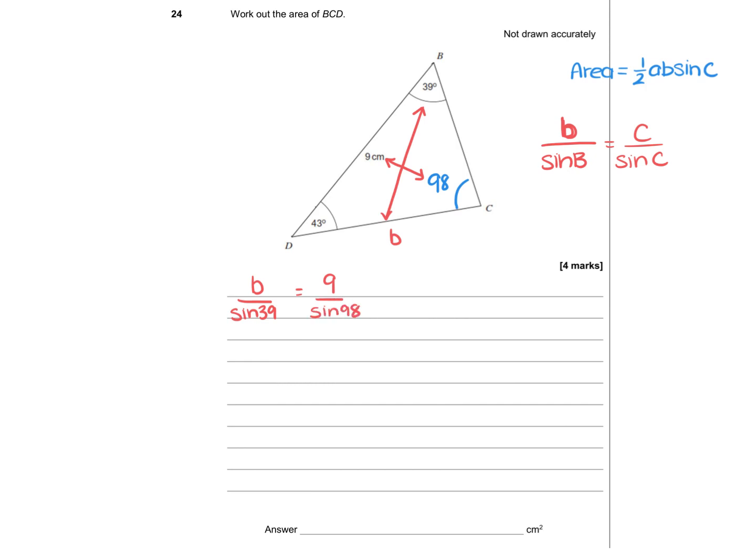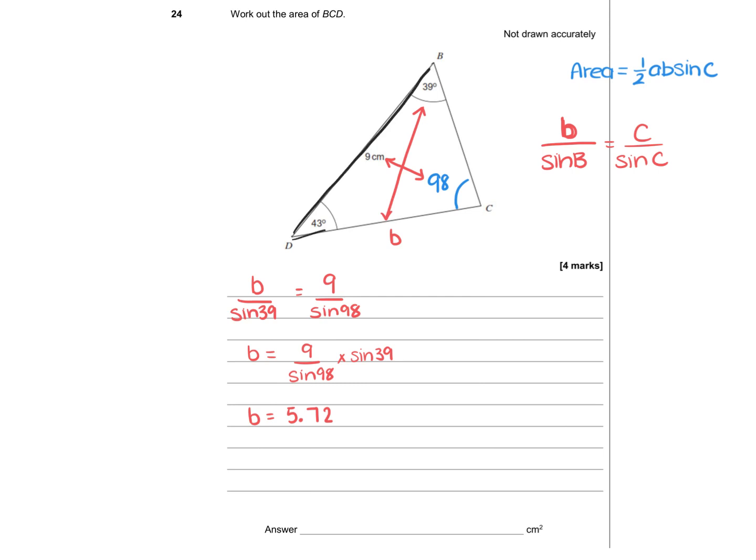Then I'm going to bring that sine of 39 up and multiply. So B is going to be 9 over sine 98 times sine 39. Do be careful with your brackets when you're doing this kind of question. That can make a massive difference in this sort of calculation. All right, from there I've ended up with side B is 5.7. I'm going to call it 5.72. So now I've got that side B is 5.72.